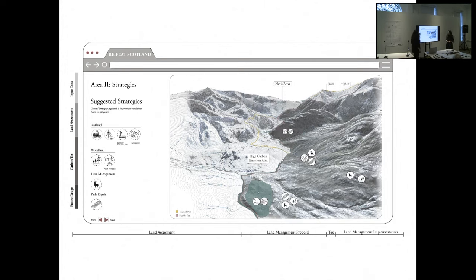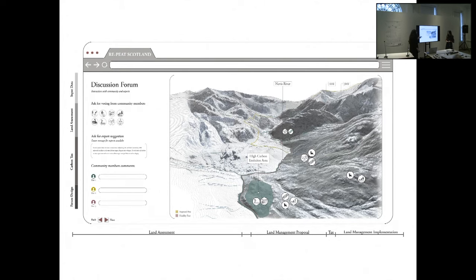Experts then, through the interface, would suggest strategies related to peatlands, woodlands, deer management, and path repair. In our case, it is rewetting and revegetation on peatlands, deer management, woodland expansion, and path repair around it. Before we get into the details of the site, a discussion forum is also provided where the user can ask for voting from community members, for expert suggestions and community comments.